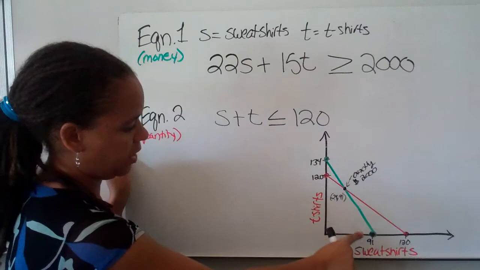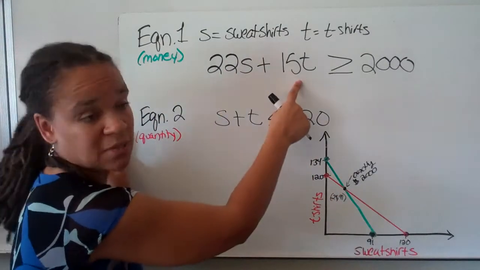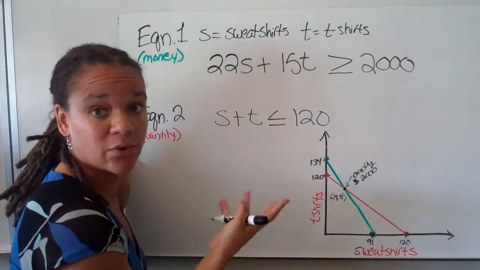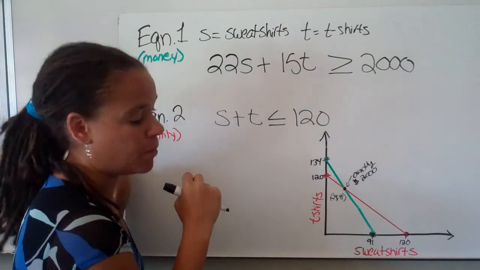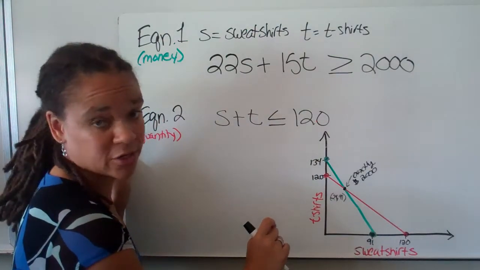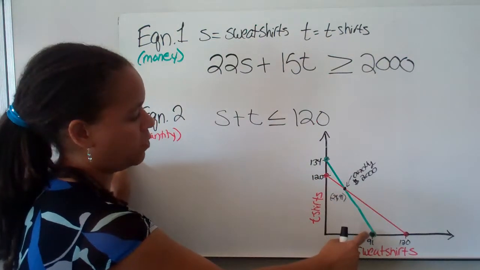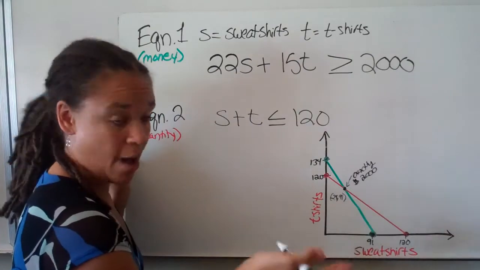So the green one here, this is our money. This is 22S plus 15T. If you need a reminder on how to graph them, you can go back to graphing equations in standard form. But this is it graphed. I used the x and y intercepts. So here's the green equation, the money equation. And the red one is the quantity, how many shirts.